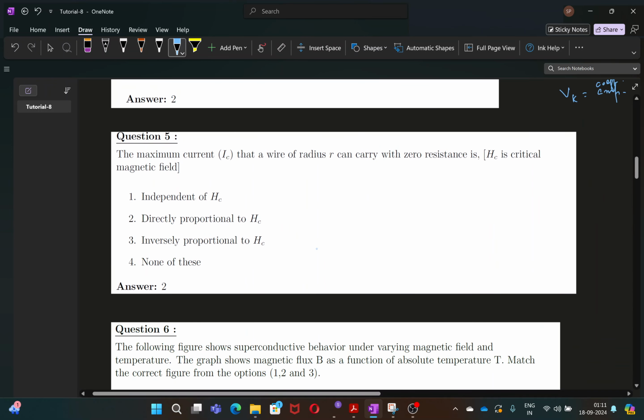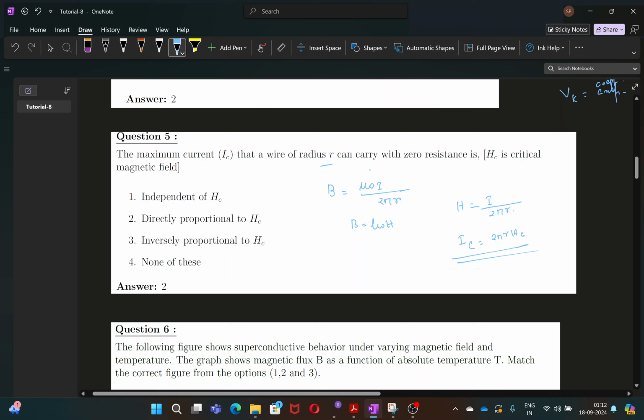Then in question number 5, it is asked what is the maximum current that a wire of radius r can carry with zero resistance. So this is also very easy. You know that if your wire is of radius r, then your magnetic flux density is written as mu naught I by 2 pi r, where I is the current flowing through the system and r is the radius of the wire. So if your B equal to mu naught H, then your H will be easily I by 2 pi r. So your IC will be 2 pi r H.